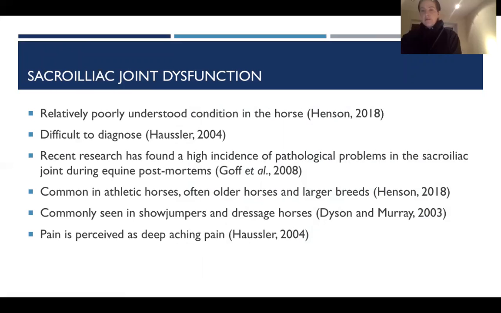Pathological changes in the sacroiliac joint include lipping, cortical bush dressing, and osteophyte formation, together with enlargement of the joint surfaces. Ligament damage is also commonly seen. The pain is perceived as a deep aching pain, but this is based on reports of similar pathological conditions in human beings.